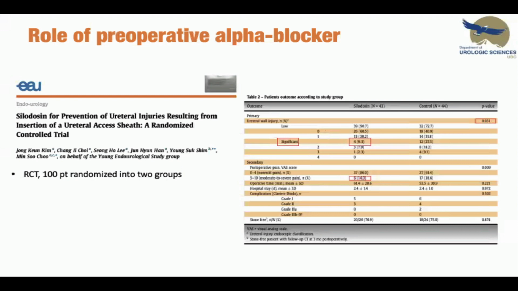This study focused on the use of ureteral access sheath related injury and preoperative alpha blocker. So 100 patients with kidney and upper ureteral stones who were planned for non-stented ureteroscopy were randomized. Patients who received preoperative alpha blocker 3 days prior to ureteroscopy had a lower rate of grade 2 ureteral injury compared to the counterpart, and significantly lower pain score compared to the control patients.